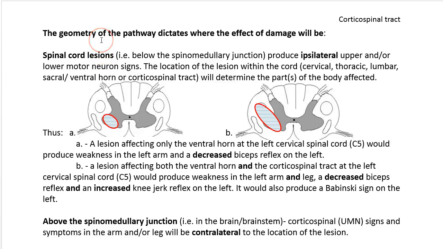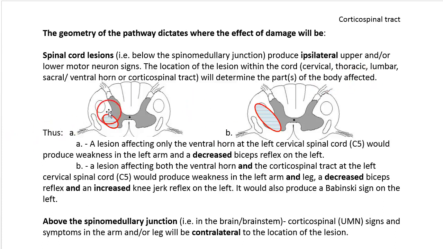Spinal cord lesions, that is those below the spinal medullary junction, produce ipsilateral upper and lower motor neuron signs. And the specific location within the cord, whether it's in the cervical, thoracic, or lumbar cord, will determine the part of the body that's affected. That's a few words, but the impact of that in your ability to interpret this will become very useful to you as we go forward.